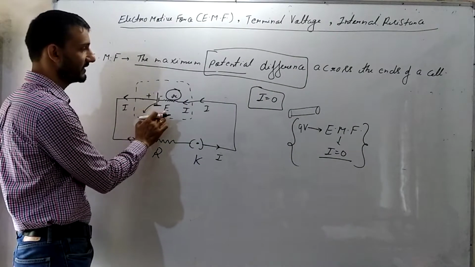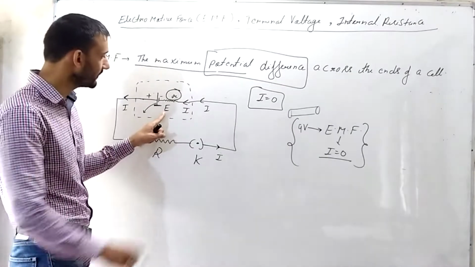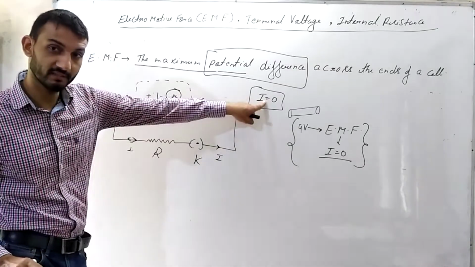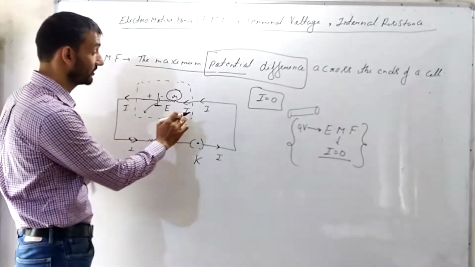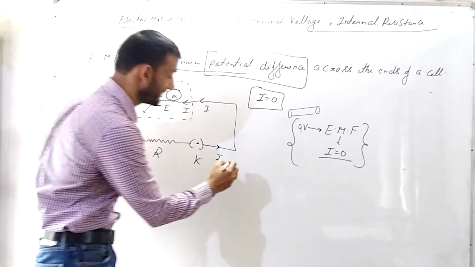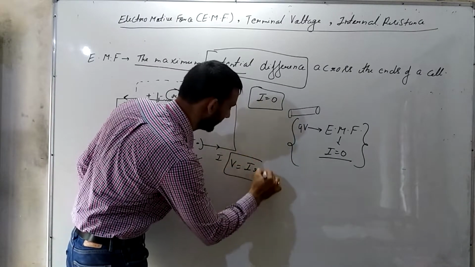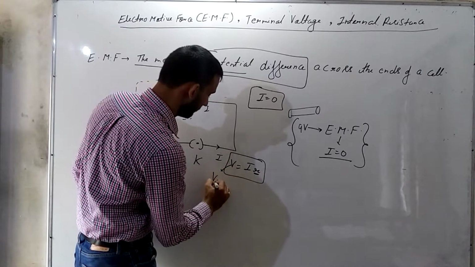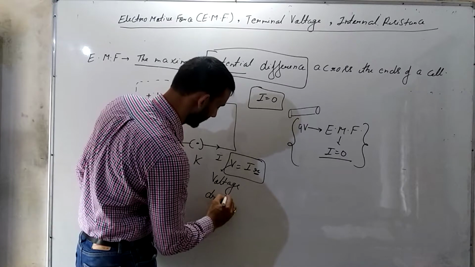Initially, the cell had the maximum potential, which we call EMF. EMF was there when no current was taken from the cell. Now we have taken some current out of the cell, current I. So I multiplied by r gives v. I am writing it as a small v, as this is with a small r, and this is what I call voltage drop.